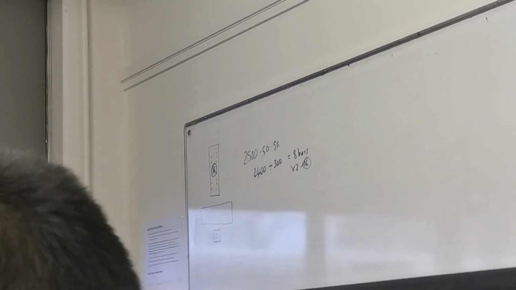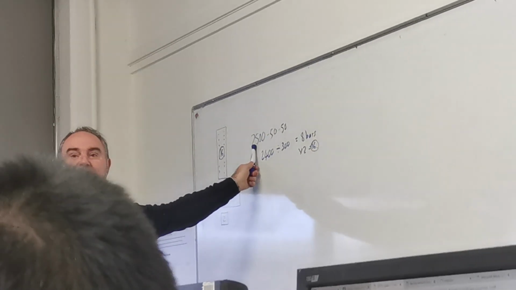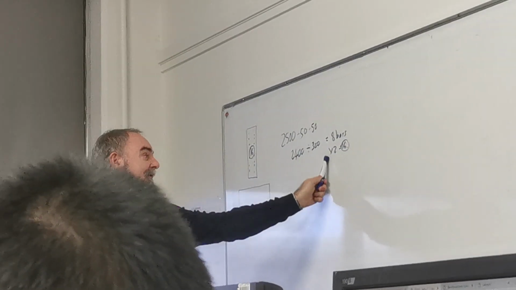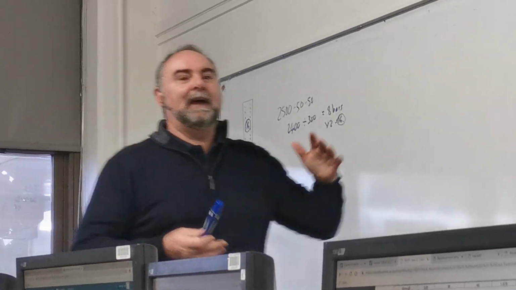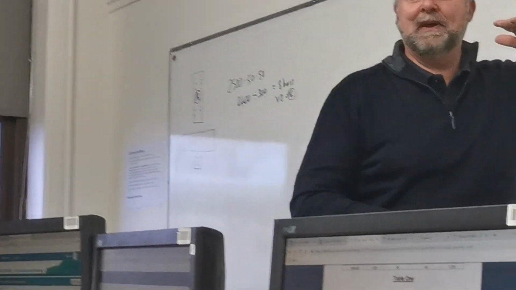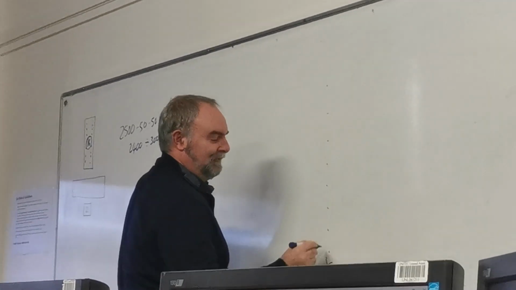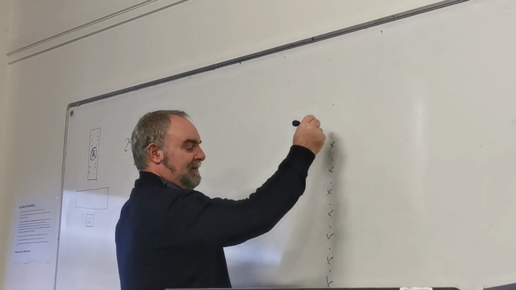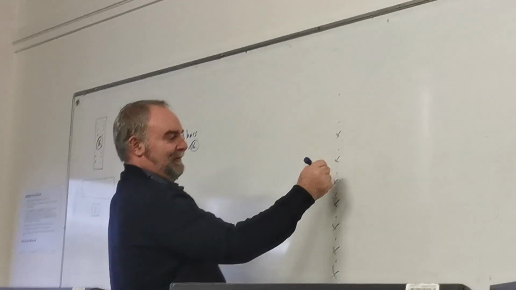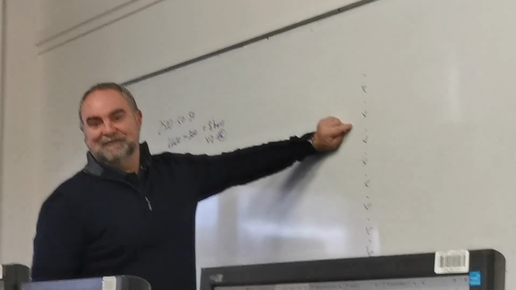What if I told you it was wrong? The 50's right, the 2,500's right. What if I told you that was wrong? We calculated 8 spaces, not 8 bars, 9 bars. I'll do it for you here. 1, 2, 3, 4, 5, 6, 7, 8, 9. That's it. 9 bars, 8 spaces. Right?